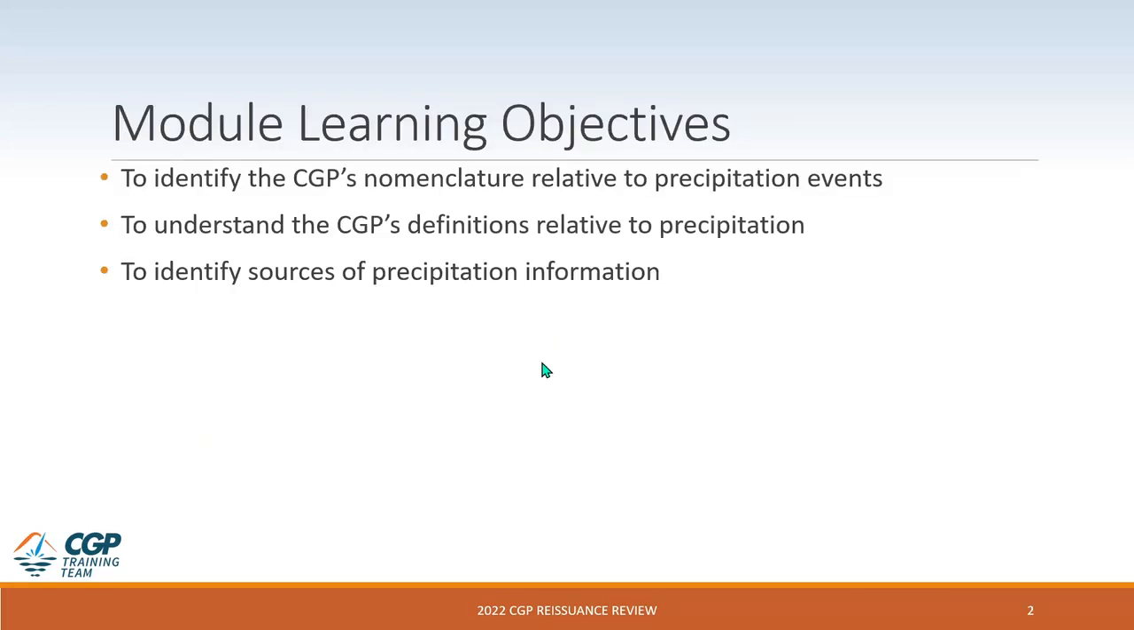The learning objectives of this module are to identify the Construction General Permit's nomenclature relative to precipitation events, to understand the Construction General Permit's definitions relative to precipitation, and to identify sources of precipitation information.